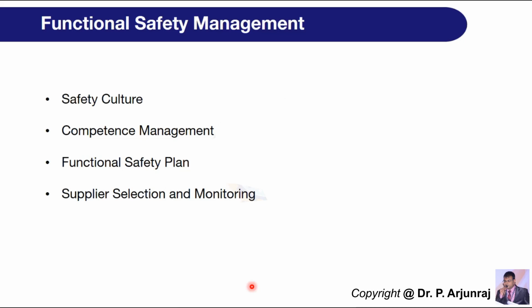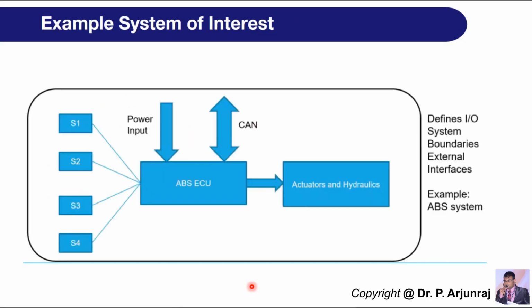And functional safety management involves the safety culture, competence management, functional safety plan. So you need to select the supplier and monitor the supplier. That's because when you're going for any development, the supplier role is very important, with respect to hardware or the software or interface or the integration activity. For example, when you're considering the ABS having the ECU with respect to the actuators and hydraulics, it's also having the CAN communication.